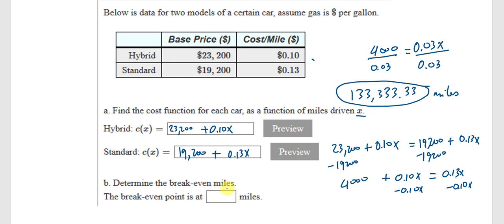All right, so that is how you find the break-even point for the hybrid and the standard car. You want the costs of them to be equal. So that means you have to drive this many miles in order for the cost of the two cars to be the same.